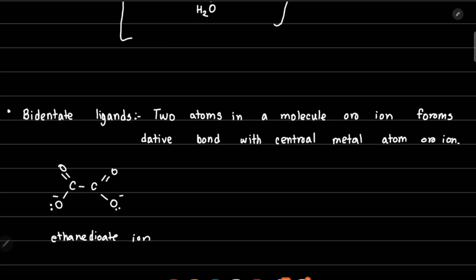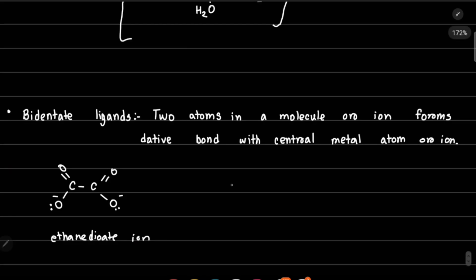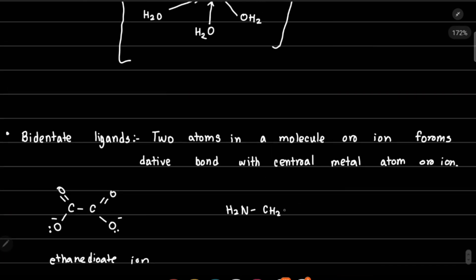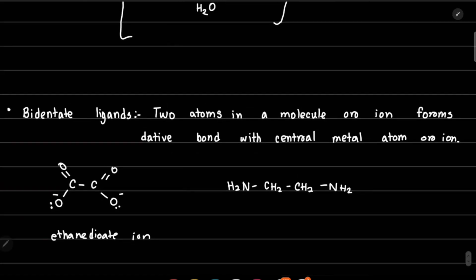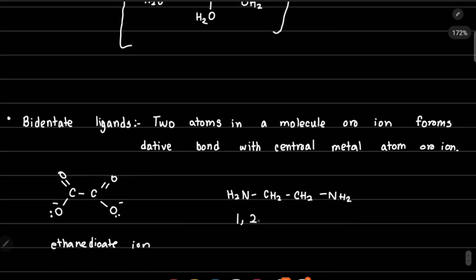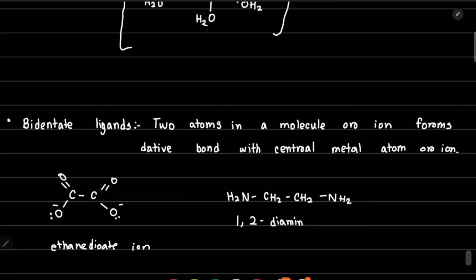Another example would be 1,2-diaminoethane, so H2N, CH2, CH2, NH2. You could write this as an H2 as well, it doesn't matter. The nitrogens have a lone pair on them, so they can form two dative covalent bonds, one with this nitrogen, one with the other one. It's called 1,2-diaminoethane.